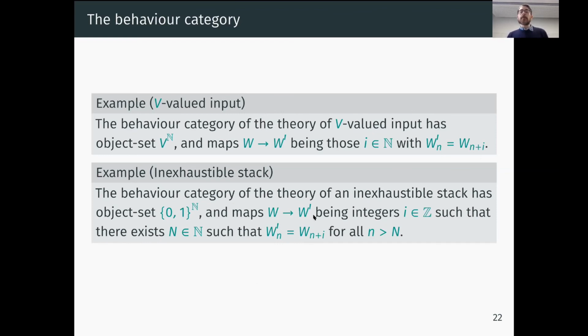A map from W to W prime is an integer I such that if I take W and shift it by I, then eventually, if I go far enough along it, it's going to look like W prime. Okay? So another way of saying that is I take W, remove an initial segment, stick on a new initial segment, and I get W prime. And this integer I encodes how many bits I had to remove or stick on. Okay?